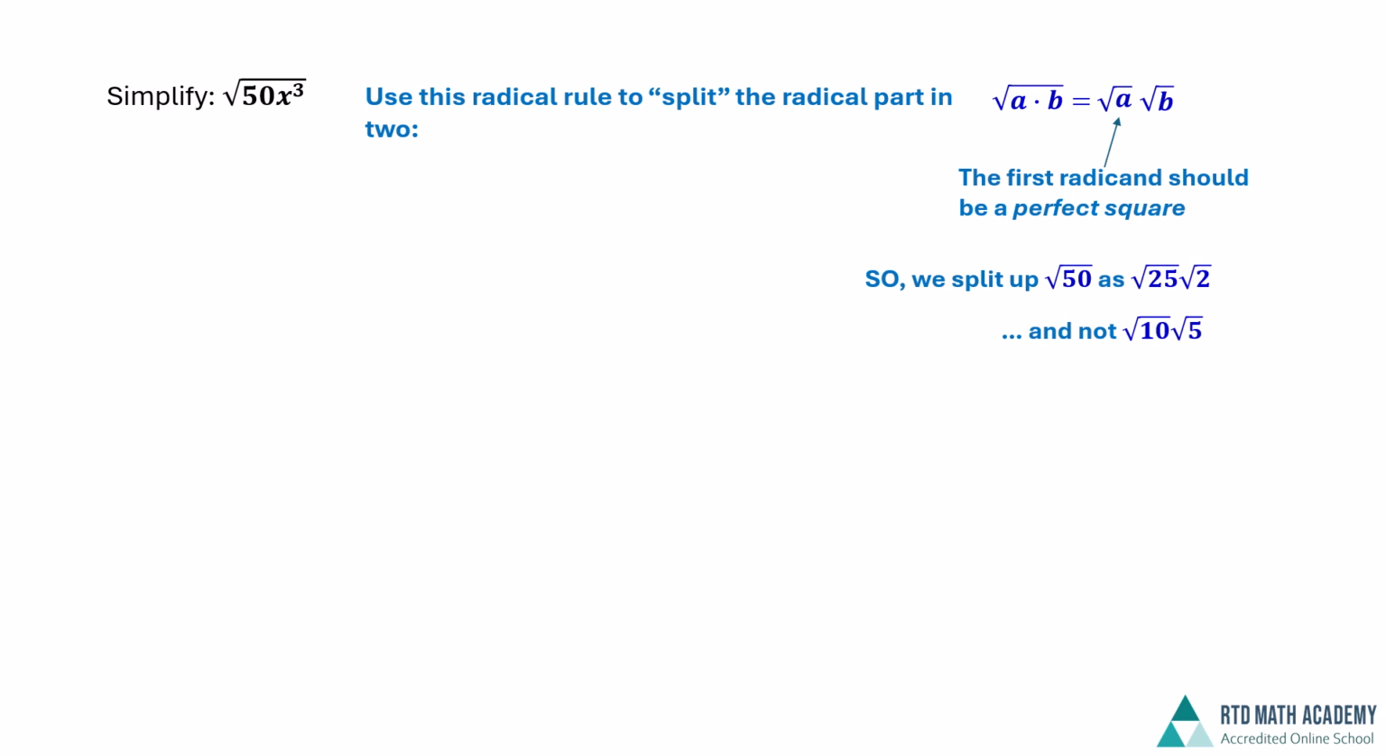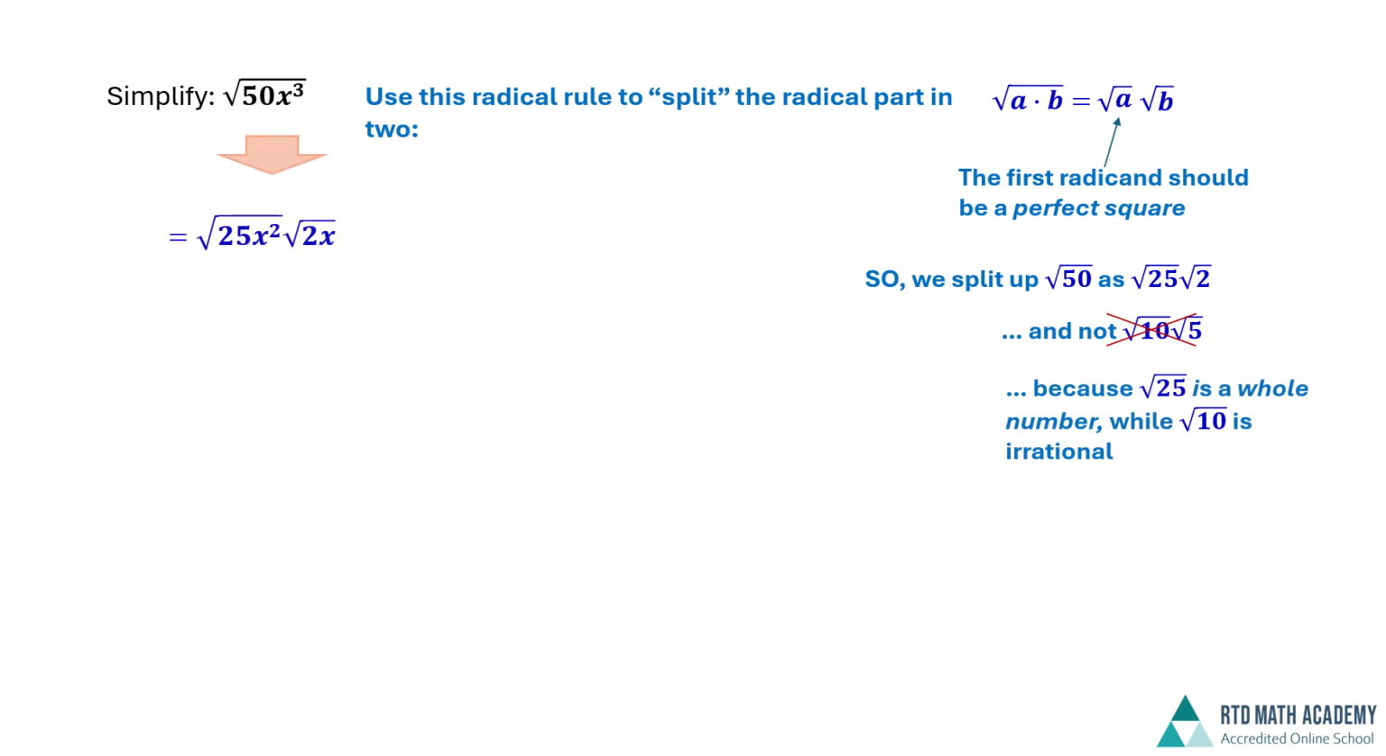So we have to be strategic. We need to split up our radicals so that we can take the square root, or cube root as it were, of that first radical expression. Now here's my first step then. I'm going to take out the 25 from the 50, and I'm going to take out the x squared from the x cubed, because x cubed can be written as x squared times x.